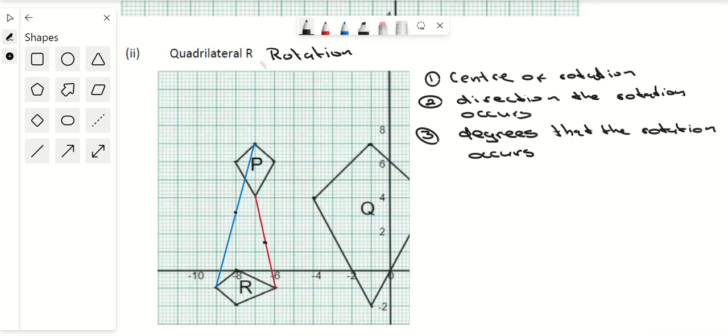Right? Now, after we found out our halfway point, you're going to use your protractor. Now, there are two ways to do this. I am showing you the protractor method because showing you the compass method is a little bit harder, right?